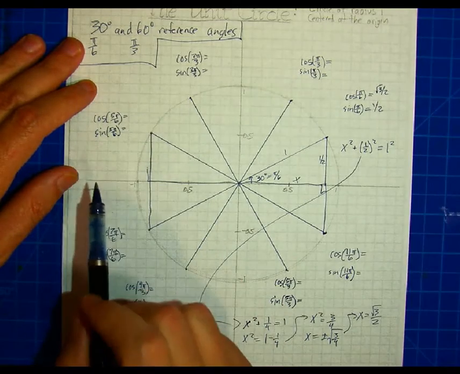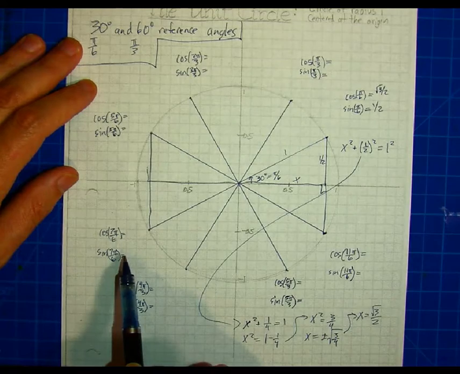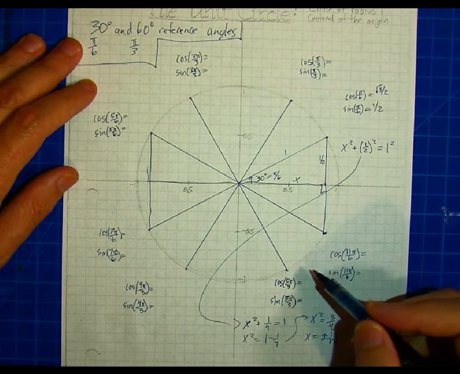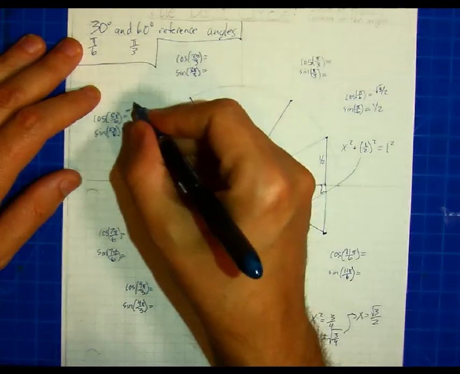So quadrant 2, x is negative, y is positive. Quadrant 3, they're both negative. Quadrant 4, x is positive, y is negative. So go ahead and fill those in.